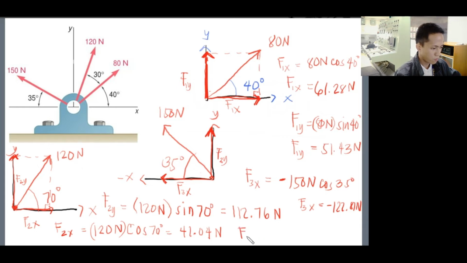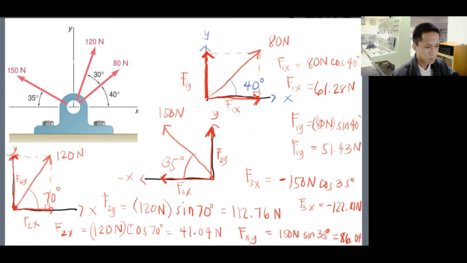So, proceed tayo sa F of 3y. Ang F of 3y natin, kitang-kita, positive siya. So, we have 150 newtons, sine 35 degrees. So, that is equal to 86.04 newtons. Okay? Now, kuha natin lahat guys ng x and y components.